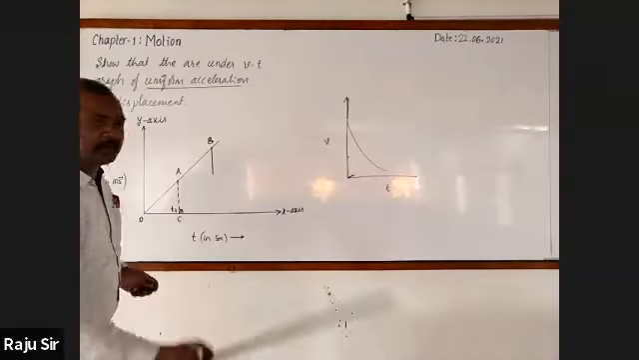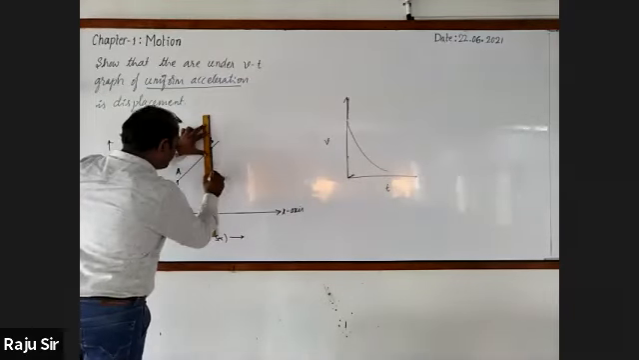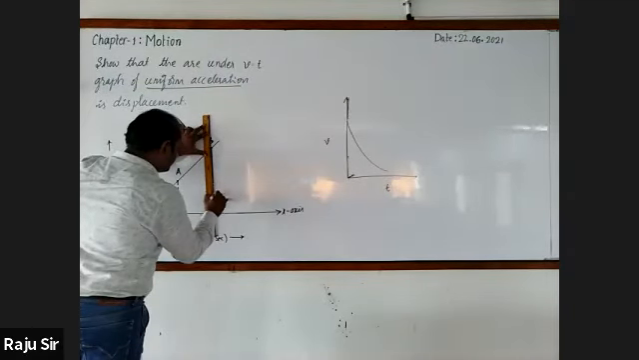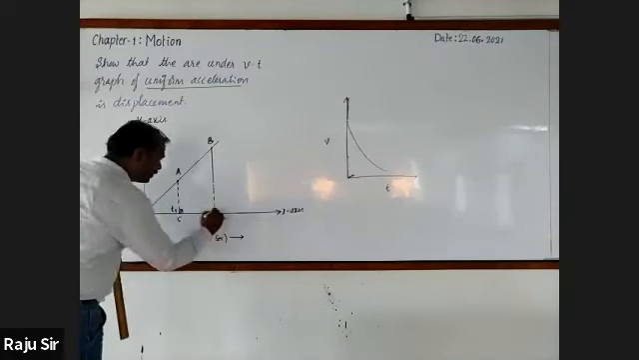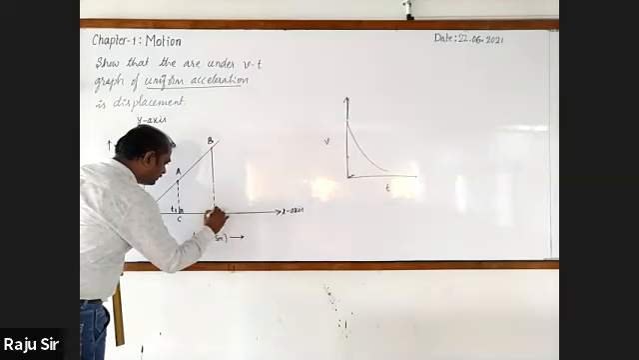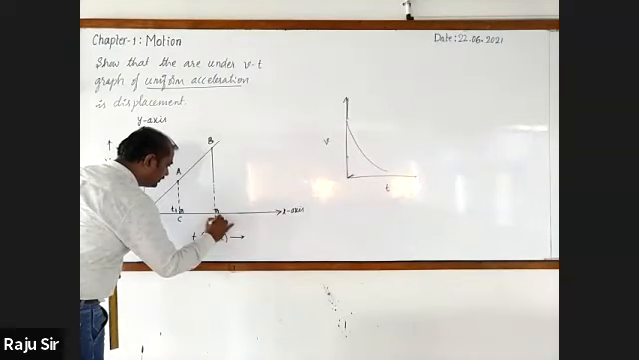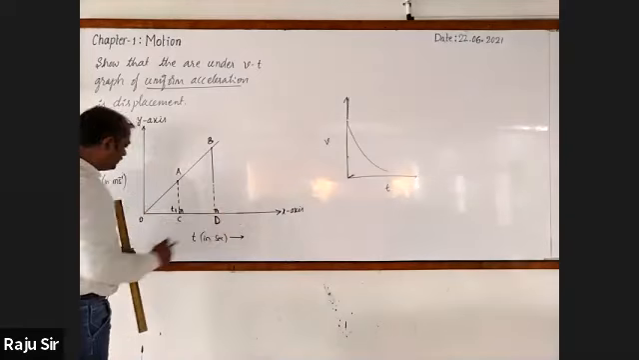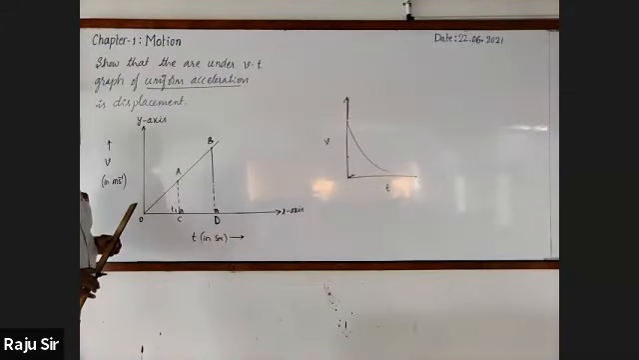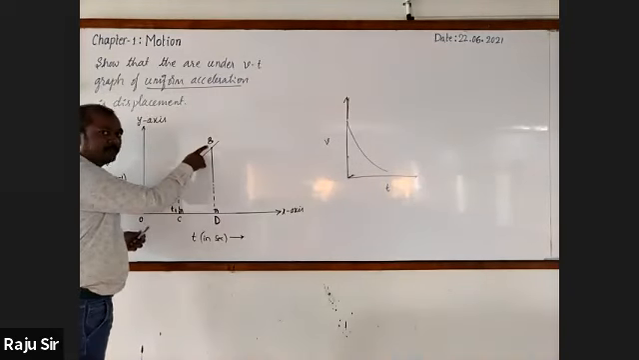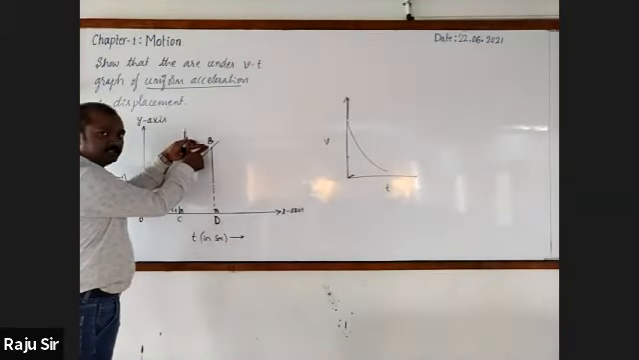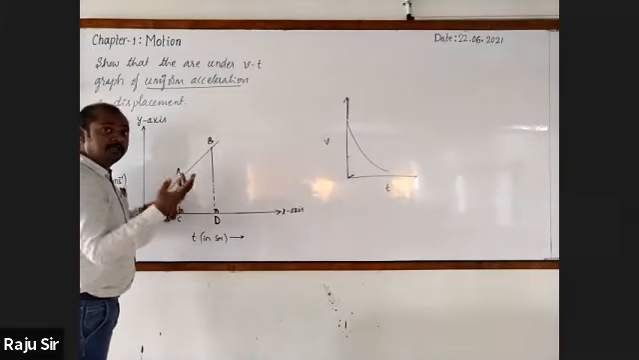Draw the perpendicular line from B. This will intersect the x-axis at a point. I call this point D. BD is perpendicular to the time axis. Followed? Where B represents final velocity. This velocity is obtained after T2 seconds. I write this as T2.